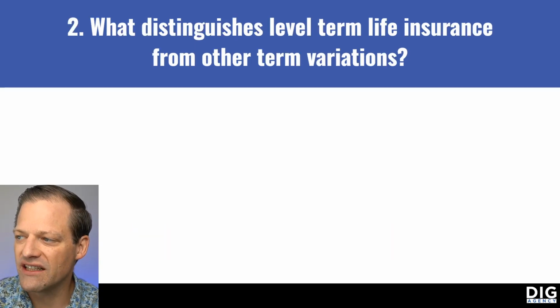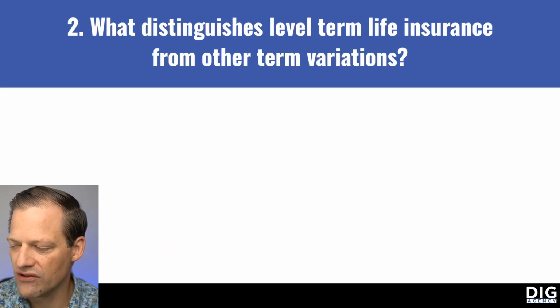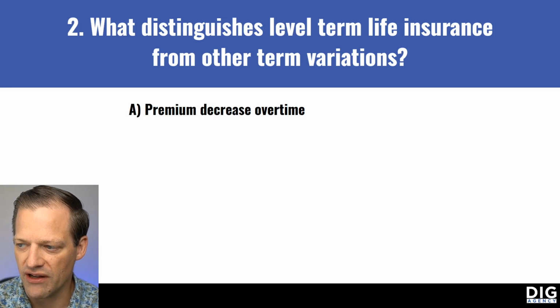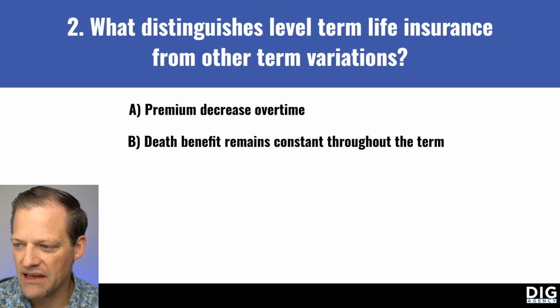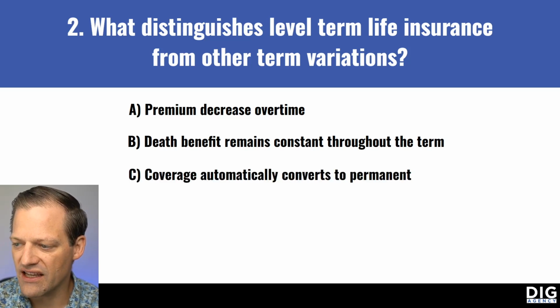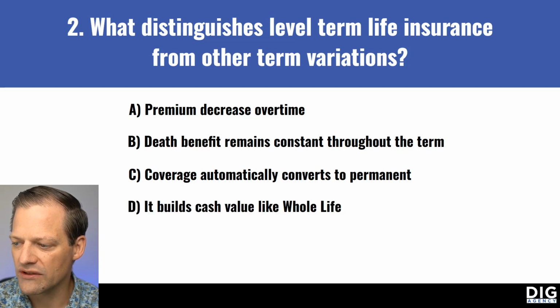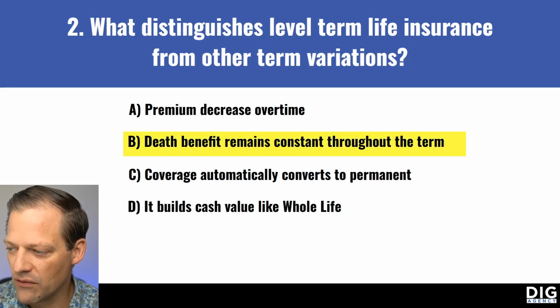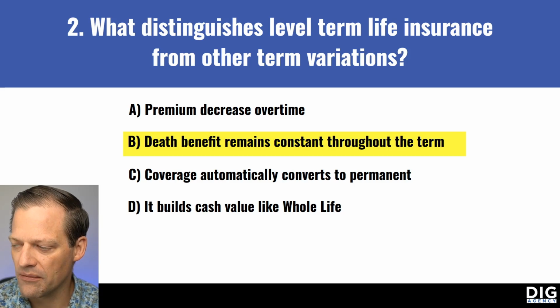Okay, what distinguishes level term life insurance from other term variations? Okay, so the difference here is level. Let's remember that as we go in. A, premium decreases over time. B, death benefit remains constant throughout the term. C, coverage automatically converts to permanent. Or D, it builds cash value like whole life. The answer is B, death benefit remains constant throughout the term.